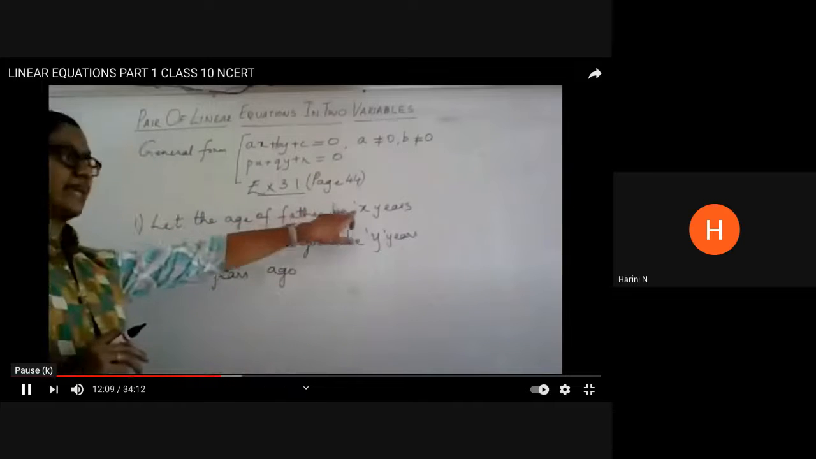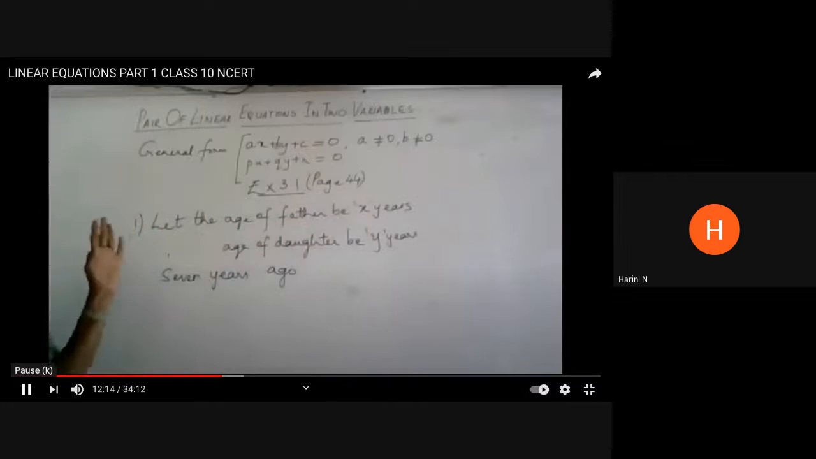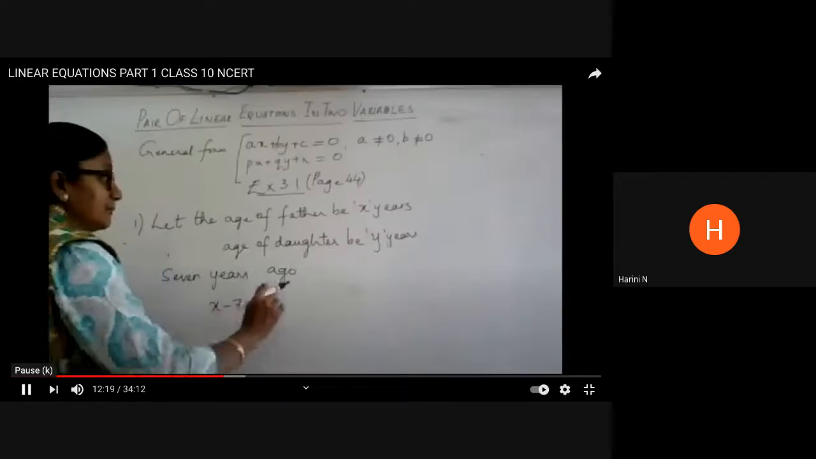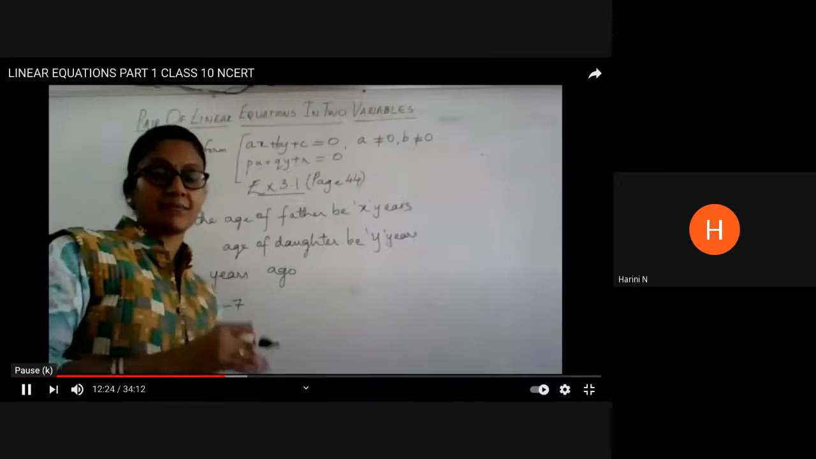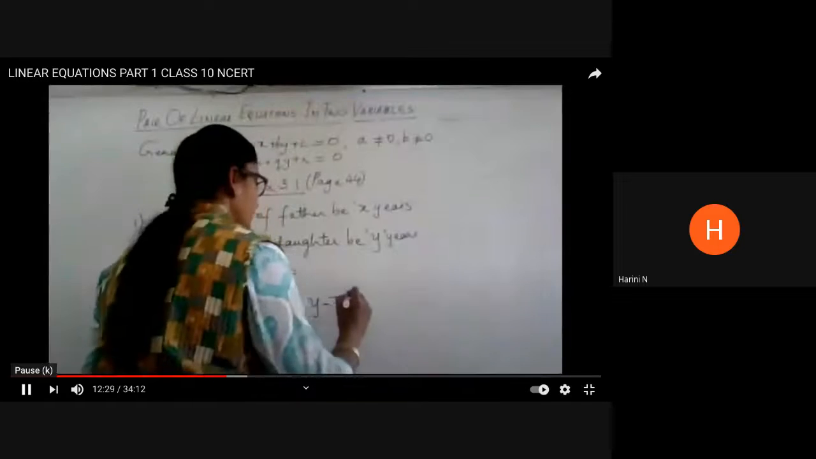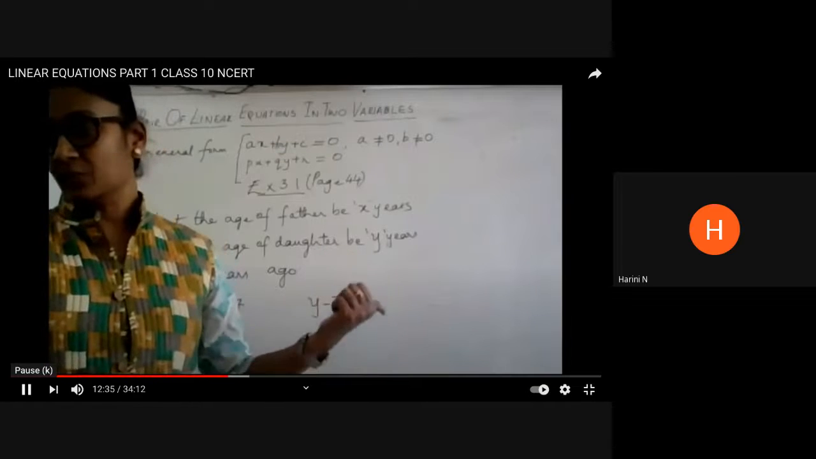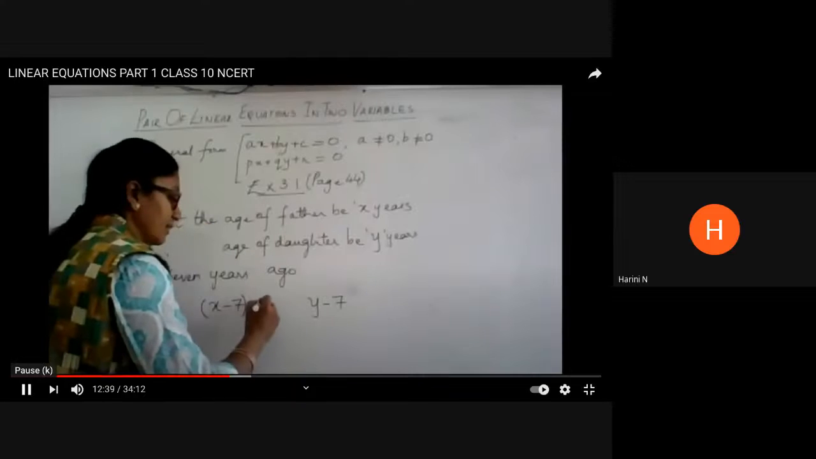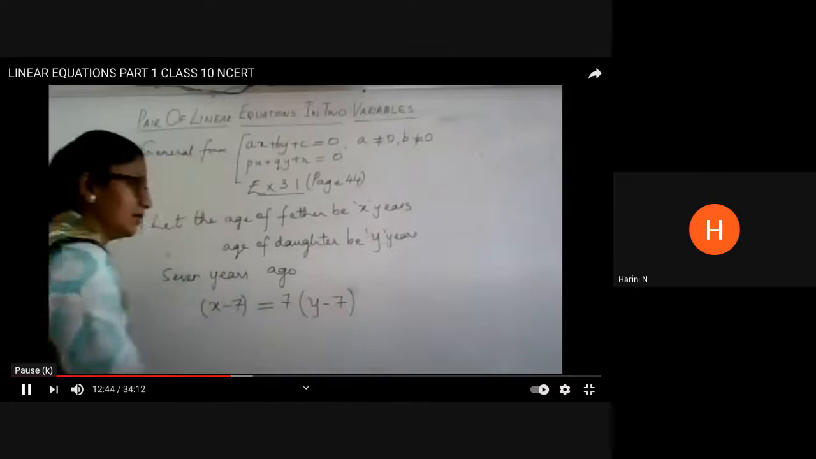If the father is X years now, what was his age 7 years before? X minus 7. Similarly, if the daughter is Y years old now, what was her age 7 years ago? Y minus 7. Now there is a connection given between these two ages. 7 years ago, the father was 7 times as old as the daughter. So this is the father's age. The father's age is equal to 7 times the age of the daughter.